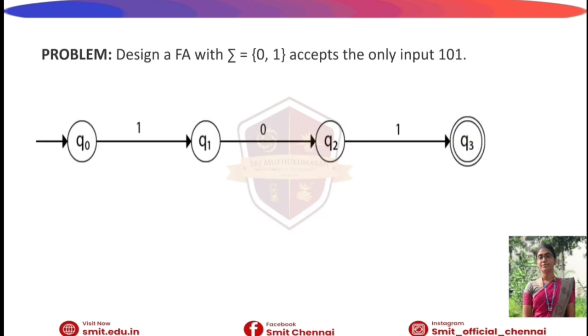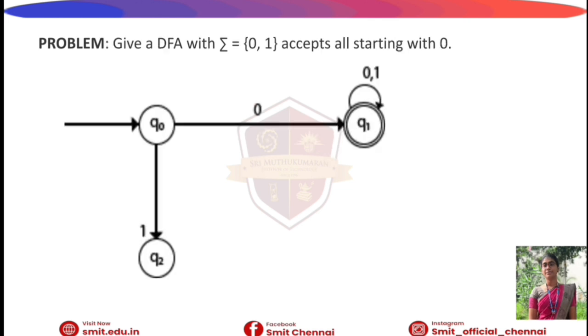We will design a finite automata for the input symbols 0, 1, which accepts only the input 1, 0, 1. Here Q0 is the start state and Q3 is the final state. Q1 accepts 1 and goes to Q1, and Q1 accepts 0 and goes to Q2. Q2 accepts 1 and goes to Q3.